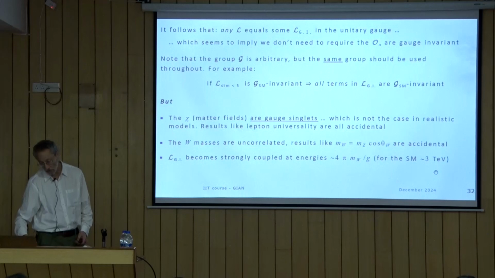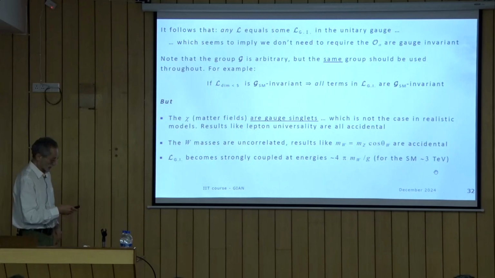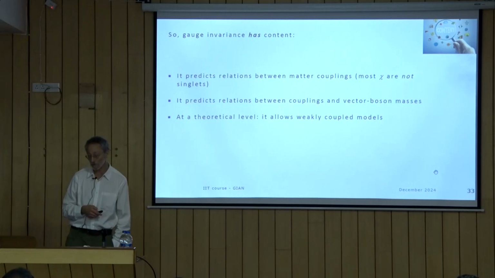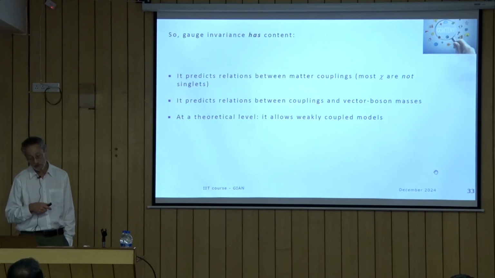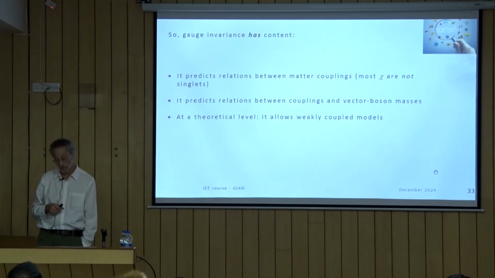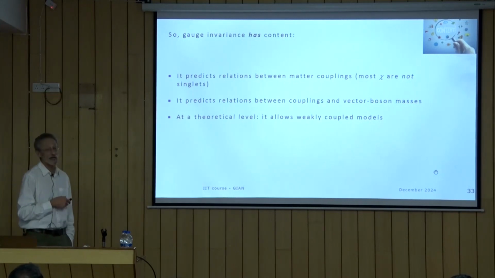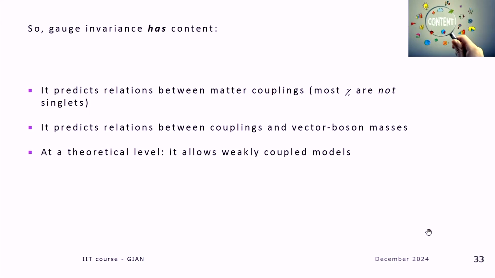So standard model gauge invariance does have content. It predicts relations between the couplings of the matter fields. It predicts relations between the vector boson masses. It allows weakly coupled models, or weakly coupled physics, which seems to be the case that we're dealing with. That's what seems to be the case from the physics we observe.